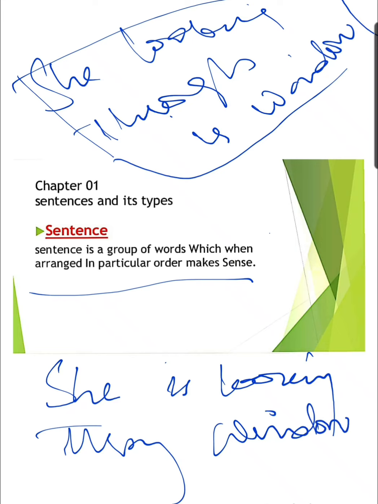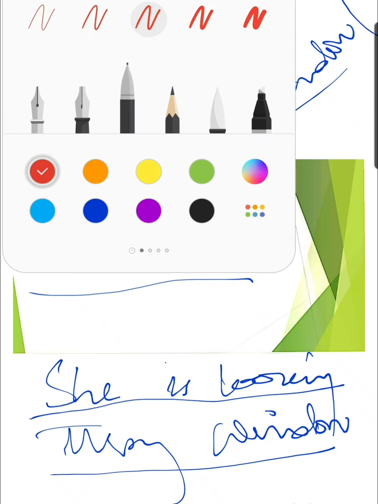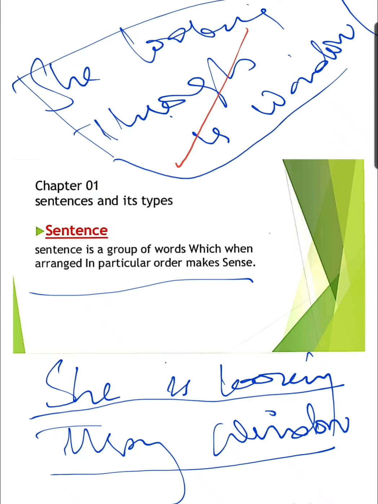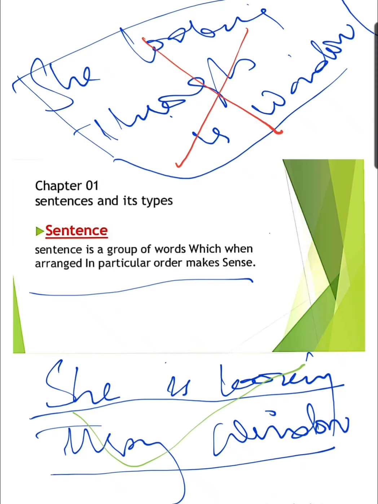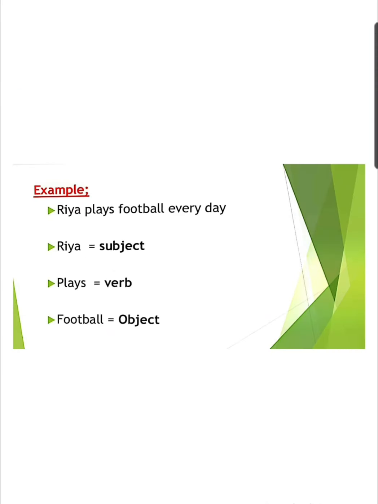So again I would say that this is the sentence, a perfect sentence which is arranged in a particular order and has a sense. The earlier one is not a perfect sentence, whereas this is a perfect sentence. Hope you understand. Now I have here mentioned an example of it. Ria plays football every day. Fine, students. Ria plays football every day.